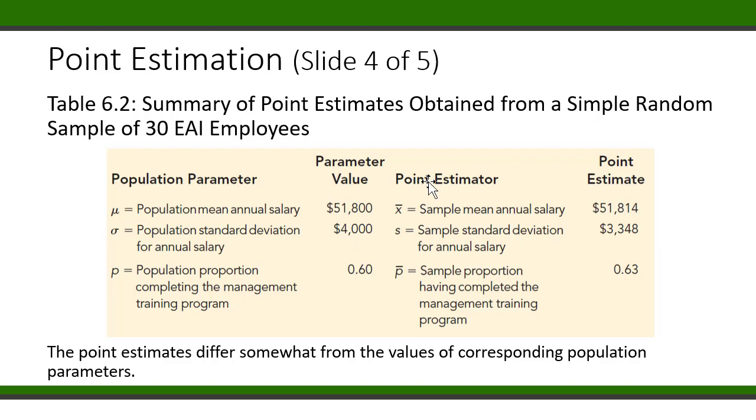Then we get our point estimates, and we can see that the sample mean is 51,814. For this sample, that's fairly close. The sample standard deviation is a little low, and the sample proportion a little high. But if we took a random sample of 30 and we did 30 of those, or maybe 50, we would see that the average of those samples would very likely approximate these parameter values for the population.